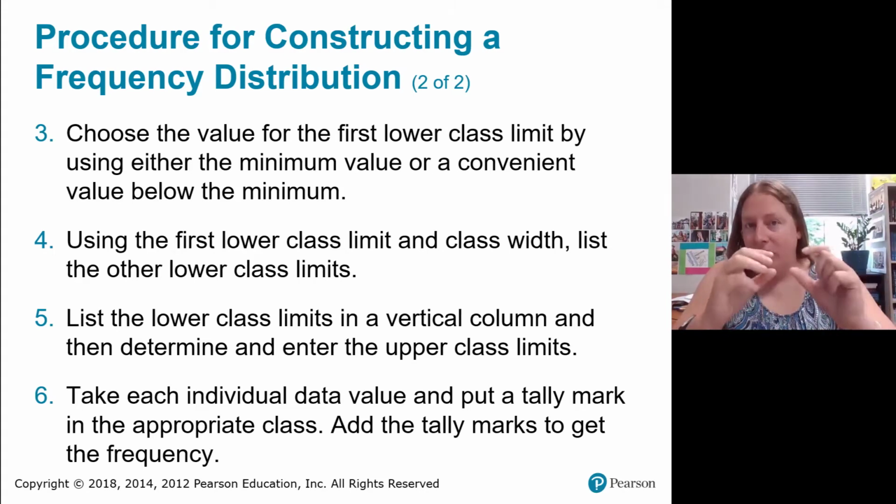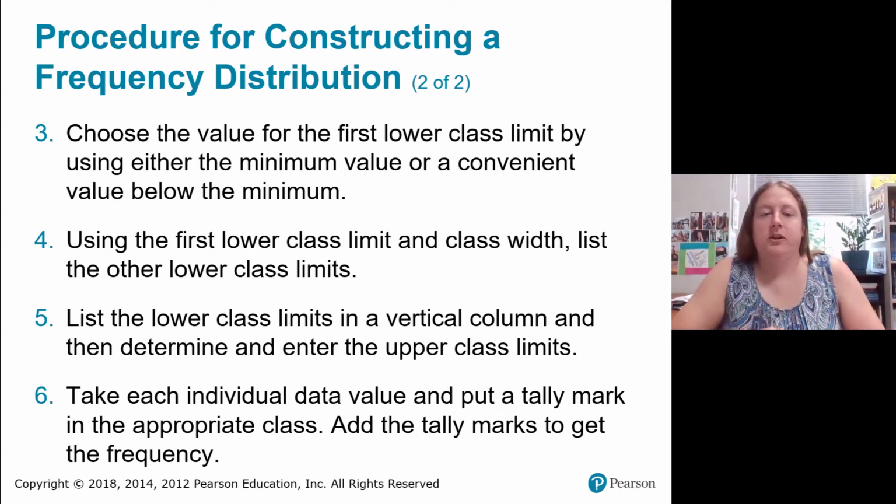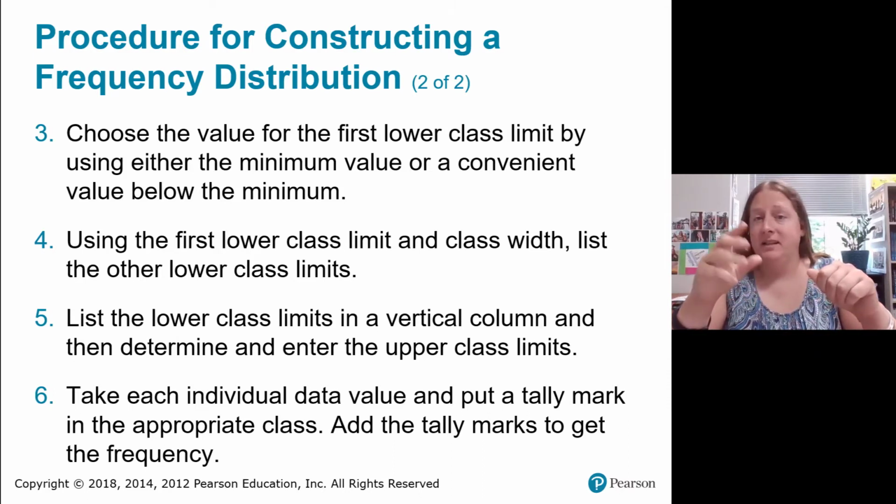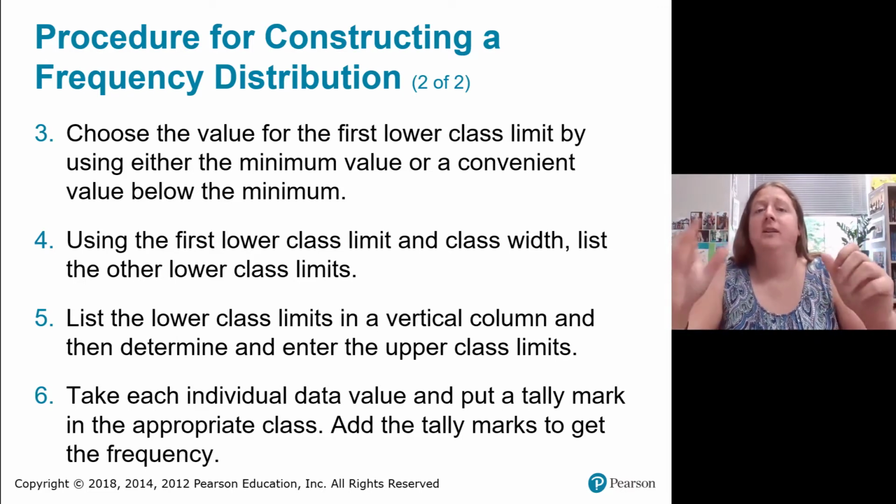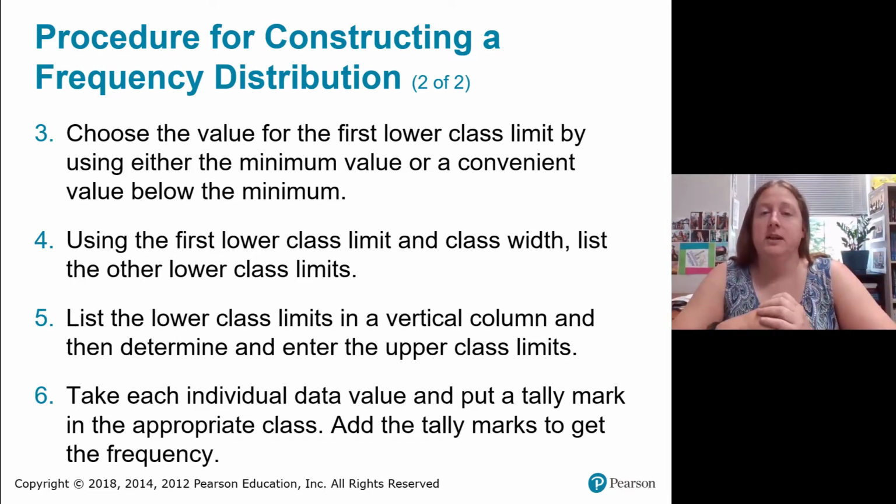Then once we have all of these ranges listed out vertically, we take all of the data points that were given and put a tally mark in the appropriate class, basically sorting them all out into the class they fall into. Then we count up our tally marks, and that gives us the frequency. So let's take a look at an example.